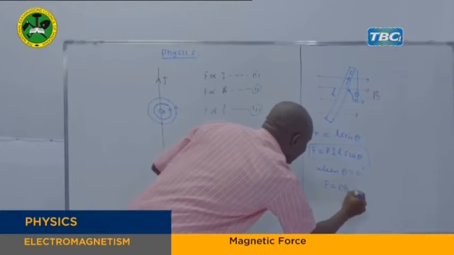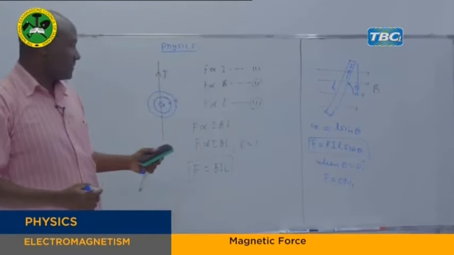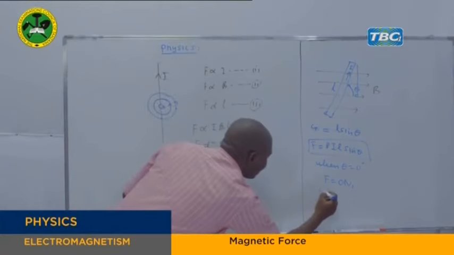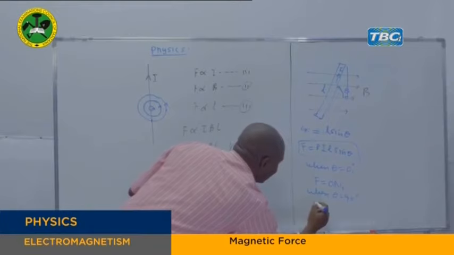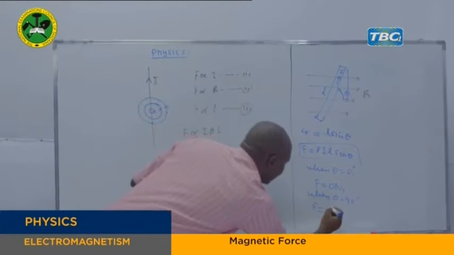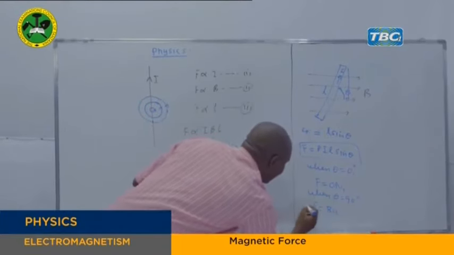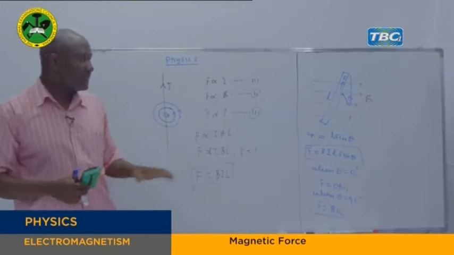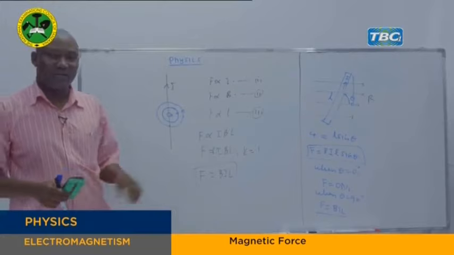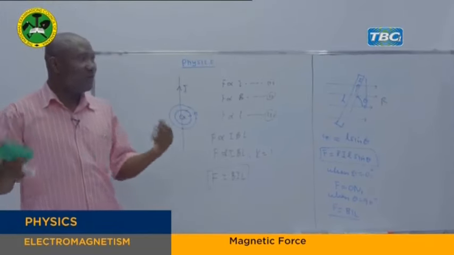And when the angle is 90 degrees, that's where the magnetic force will be maximum. Sine of 90 is 1. So that is the formula that you use when deriving the formula for finding the magnetic force on a conductor. This is according to Fleming.